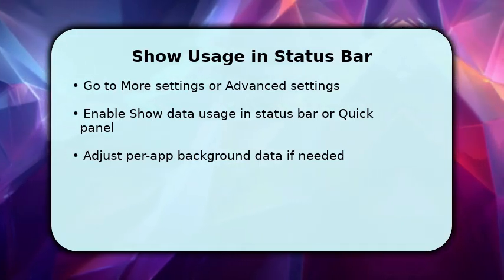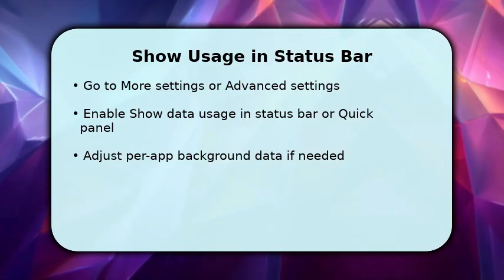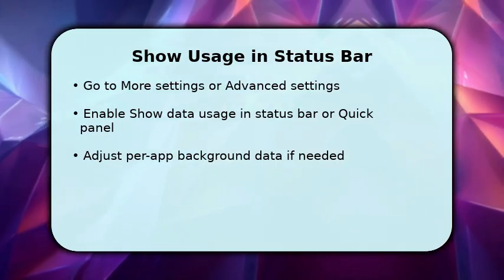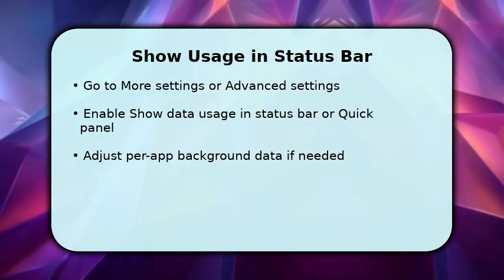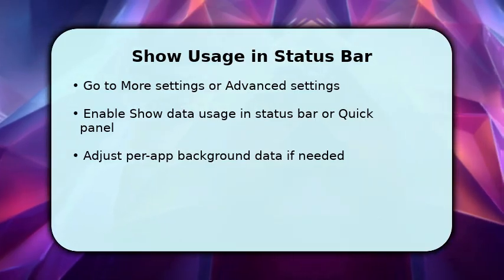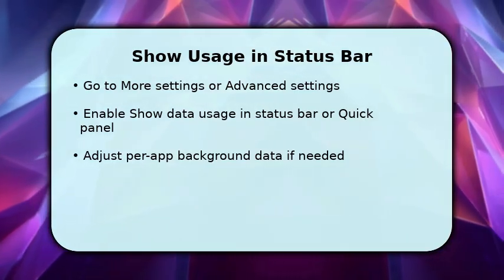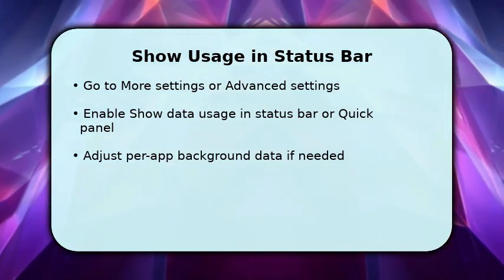You should also check per app background data. Restricting heavy apps reduces spikes and makes the displayed numbers meaningful. Once enabled, pull down the notification shade to confirm the icon. If it's missing, proceed to the final verification step.